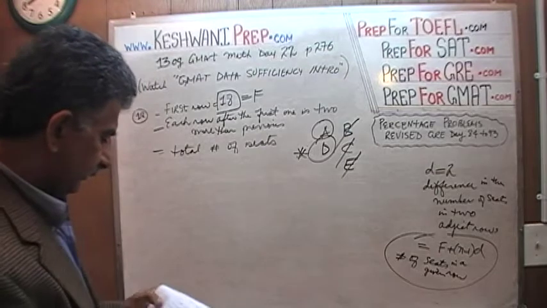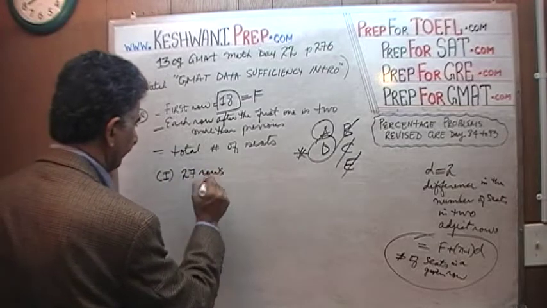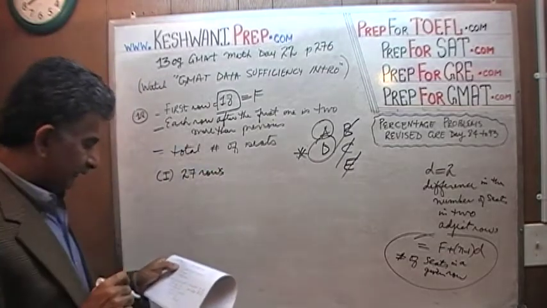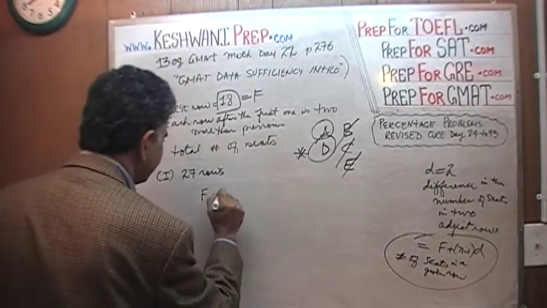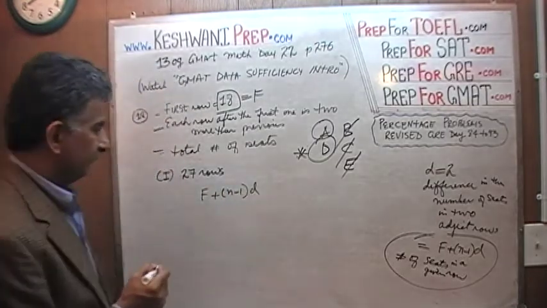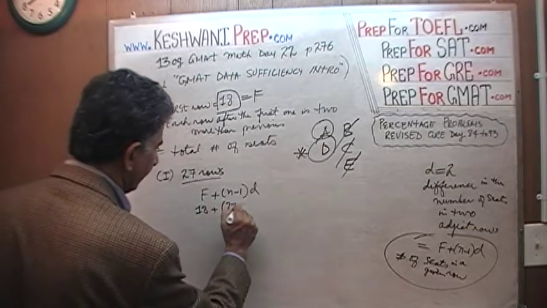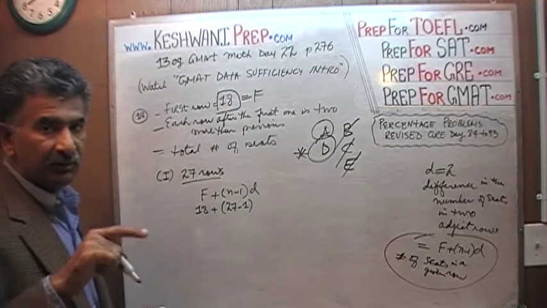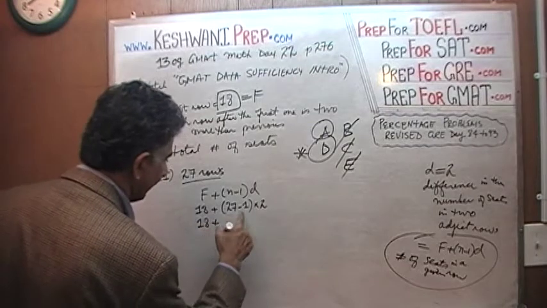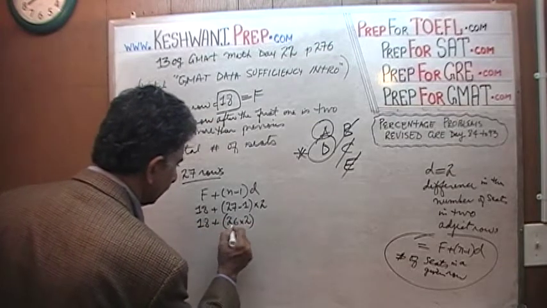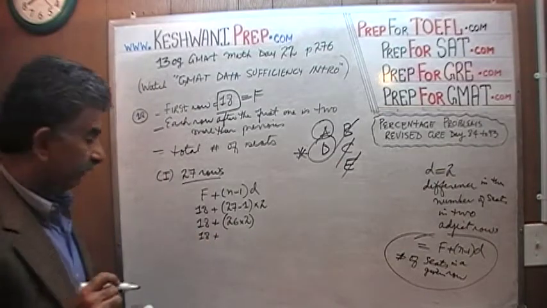The first statement tells us that there are 27 rows, which means the last row will have, we know the formula, F plus n minus 1 times D. The first row has 18 seats, there are 27 rows altogether, so it's 27 minus 1, and the difference between each row is 2. So 18 plus 26 times 2. 25 times 2 is 50, so 26 times 2 must be 52.